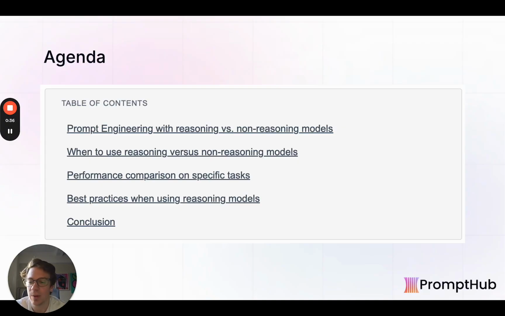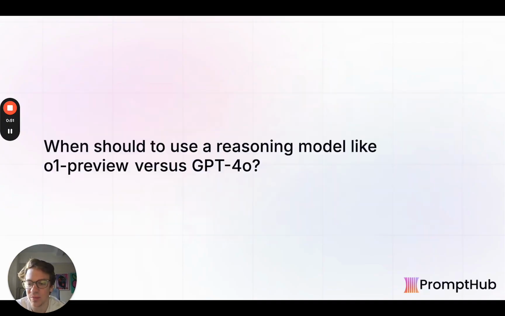So we'll talk about the different prompt engineering methods and techniques that work for non-reasoning versus reasoning models, when specifically to choose between the two, some guidance there, and then performance on specific tasks, and then also just overall best practices. So it'll be a little bit longer today. We'll try to move pretty quickly forward.